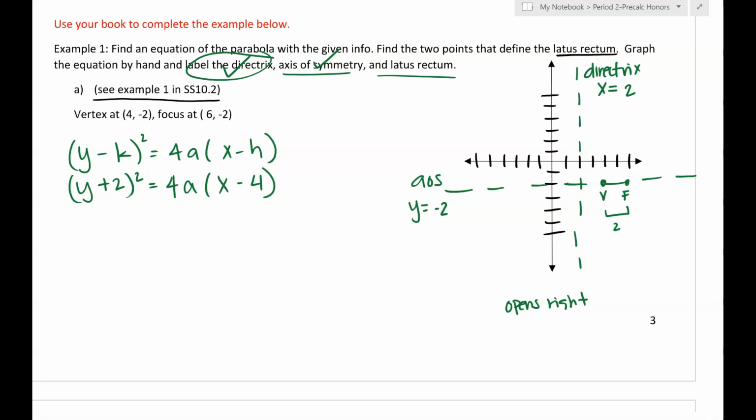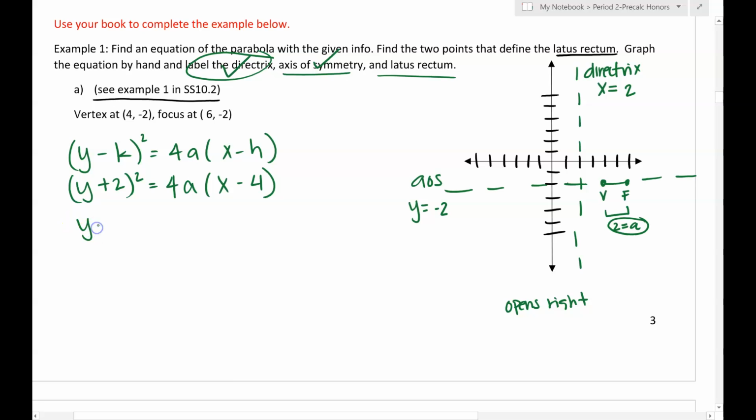Okay, so now we have to find that a value. Remember we were talking about the distance between the vertex and the focus? That distance is actually an a distance. Okay, so that distance right there is an a distance. So from the directrix to the focus is 2 times the a distance. Okay, so we know a equals 2.